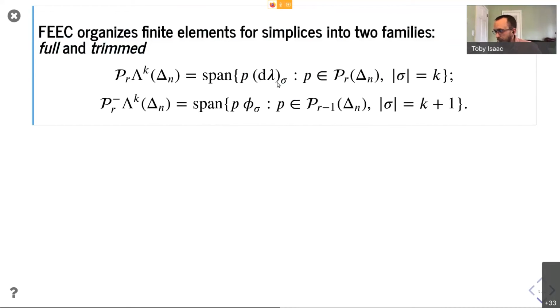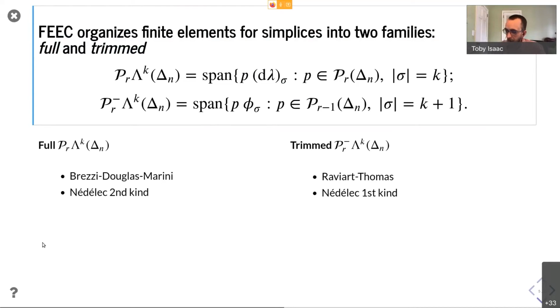So this is the main difference. We can think of every full polynomial as a product of this form, and every trimmed polynomial as a product of this form. And the full polynomials, those are going to be our BDM, our Nedelec of the second kind spaces. Our trimmed polynomials, those are going to be our Raviart-Thomas or our Nedelec of the first kind spaces.